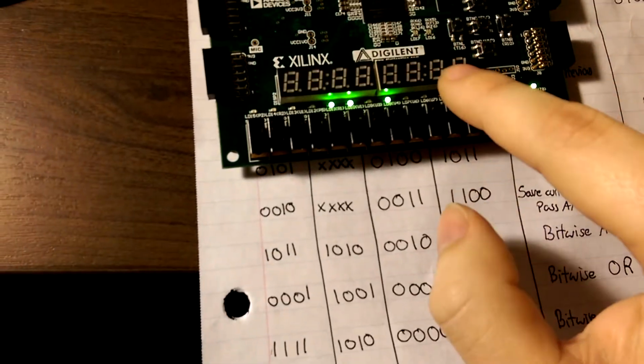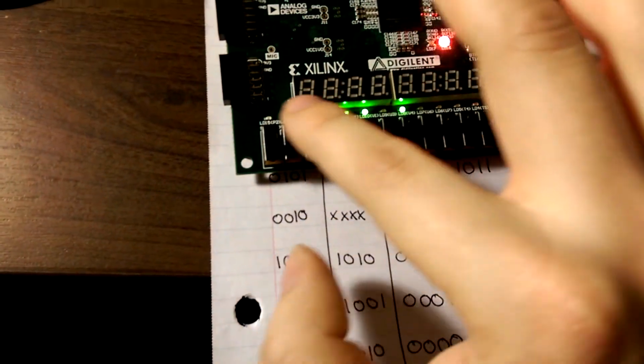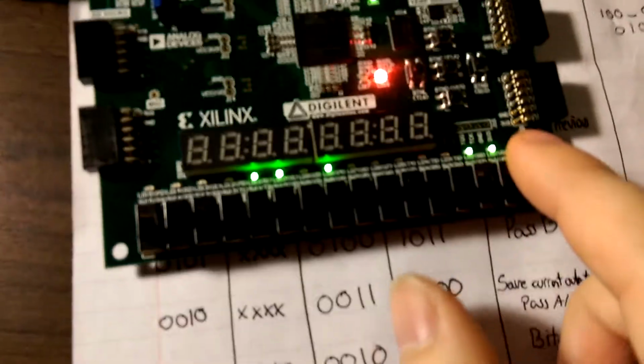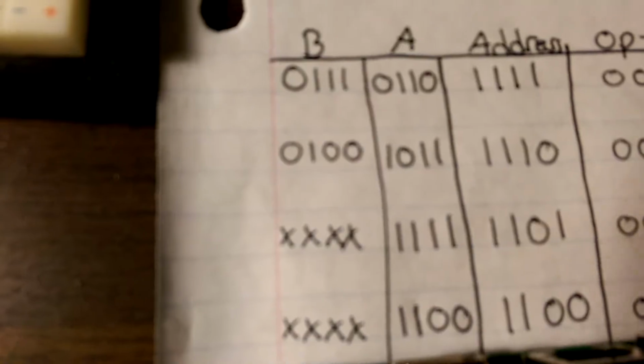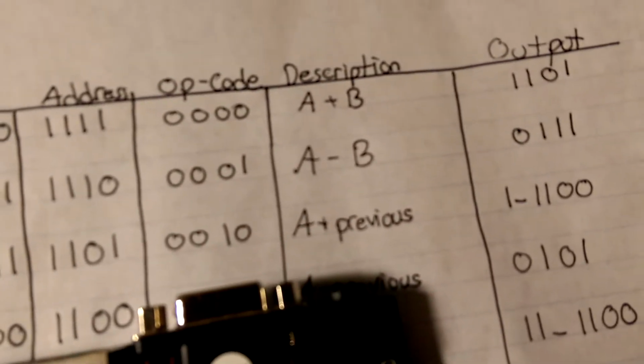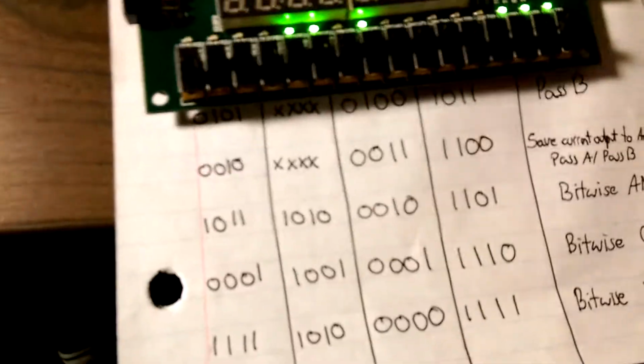You can see current output was moved to the previous output. You see 1101 moved over here to this register. Well, this register has a current operation. You can see A minus B gives you 7. Right? This is what we see here.